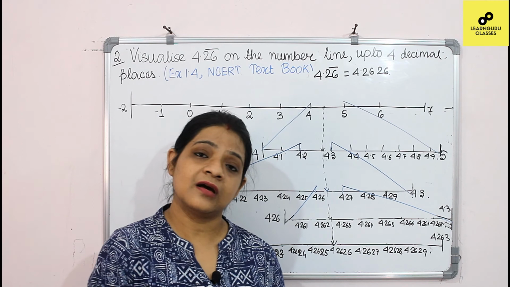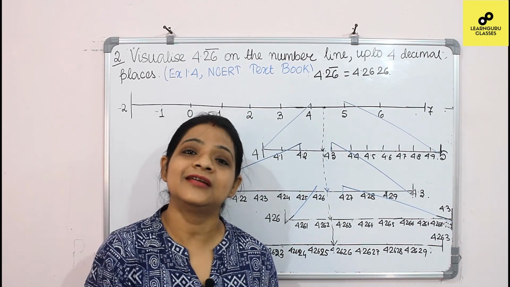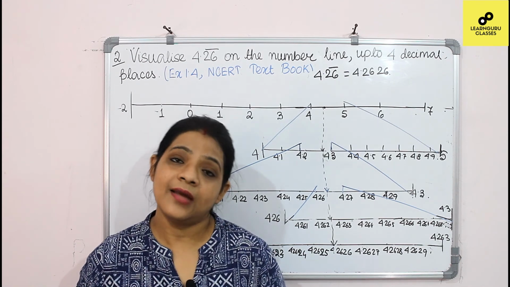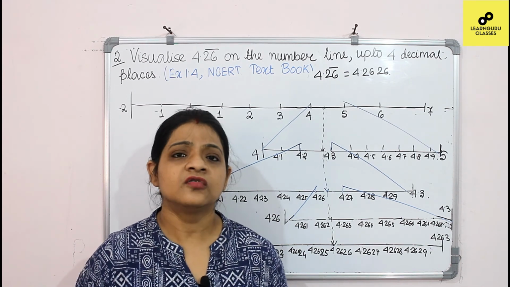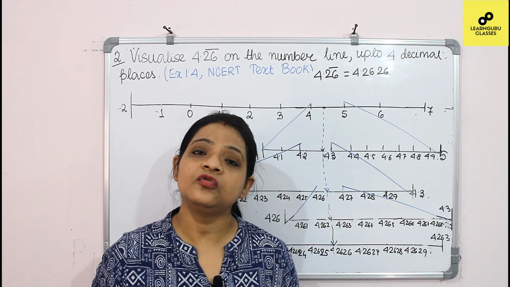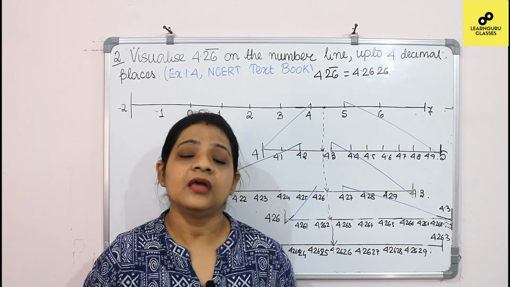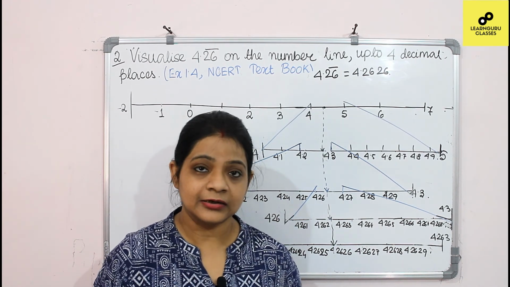Either it is a terminating decimal number with 3 or 4 digits after the decimal point, or a recurring decimal number. So I hope that any sum of this type, if it is given to you, you will be able to solve. Okay, so here I am ending the class.